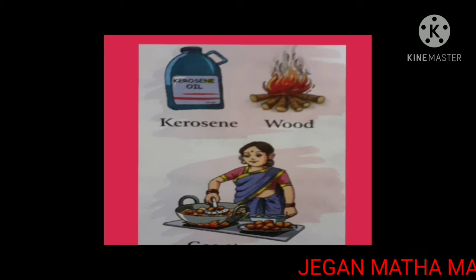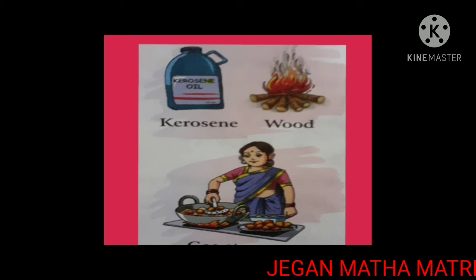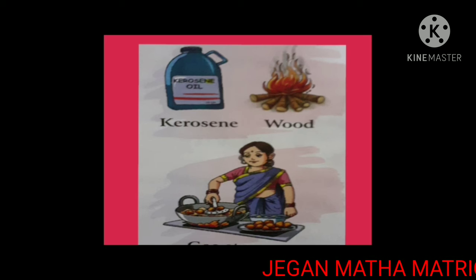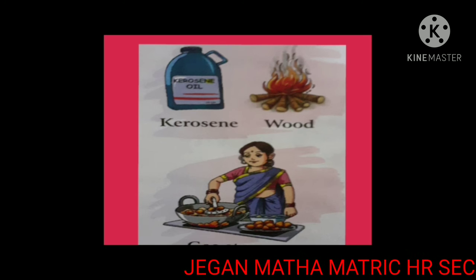Natural gas is used for gas stoves. Do you know, children, what is biogas? Biogas is a gas produced by rotting plant matter and human and animal waste. Now let us learn some more information about the fuels: firewood, biogas and cooking with sunlight.